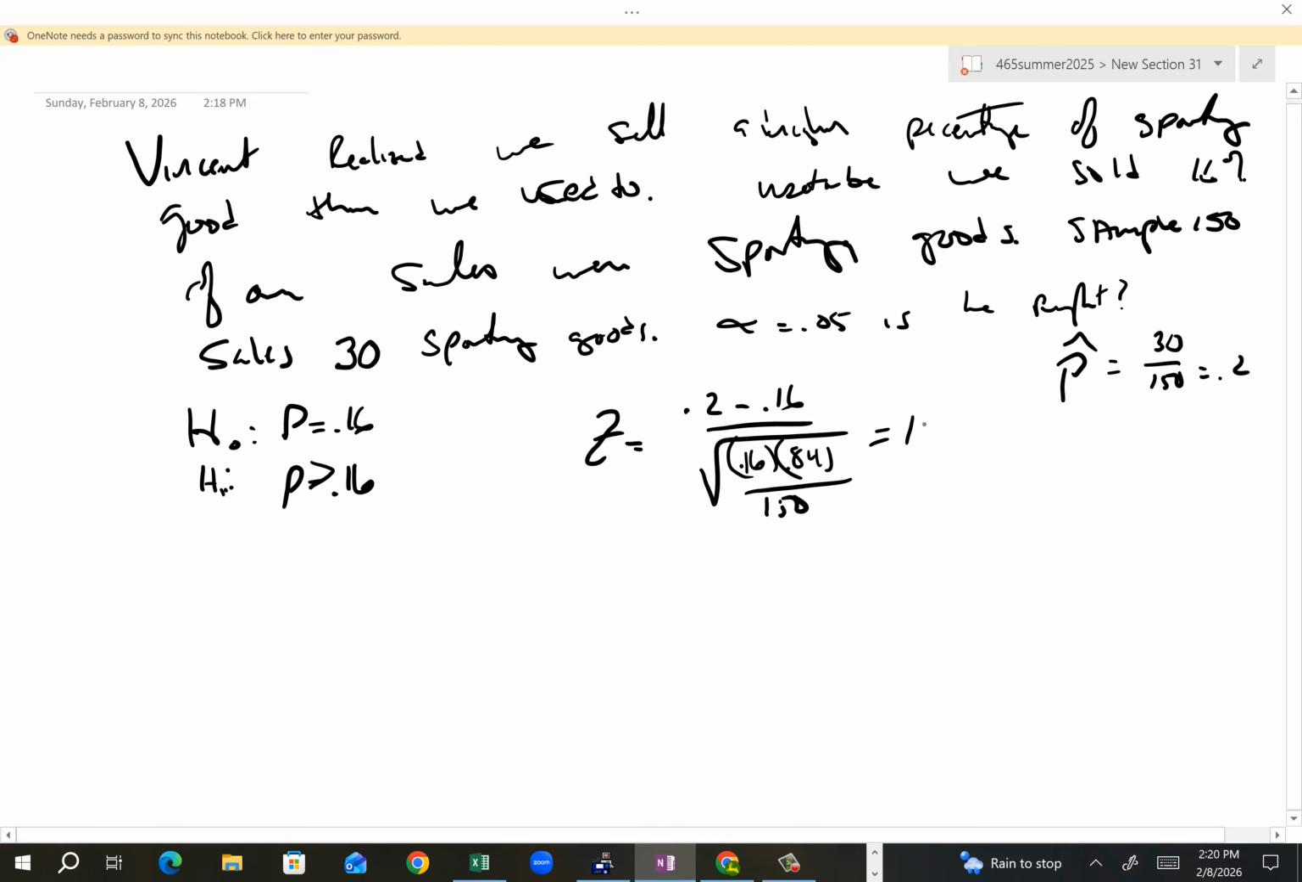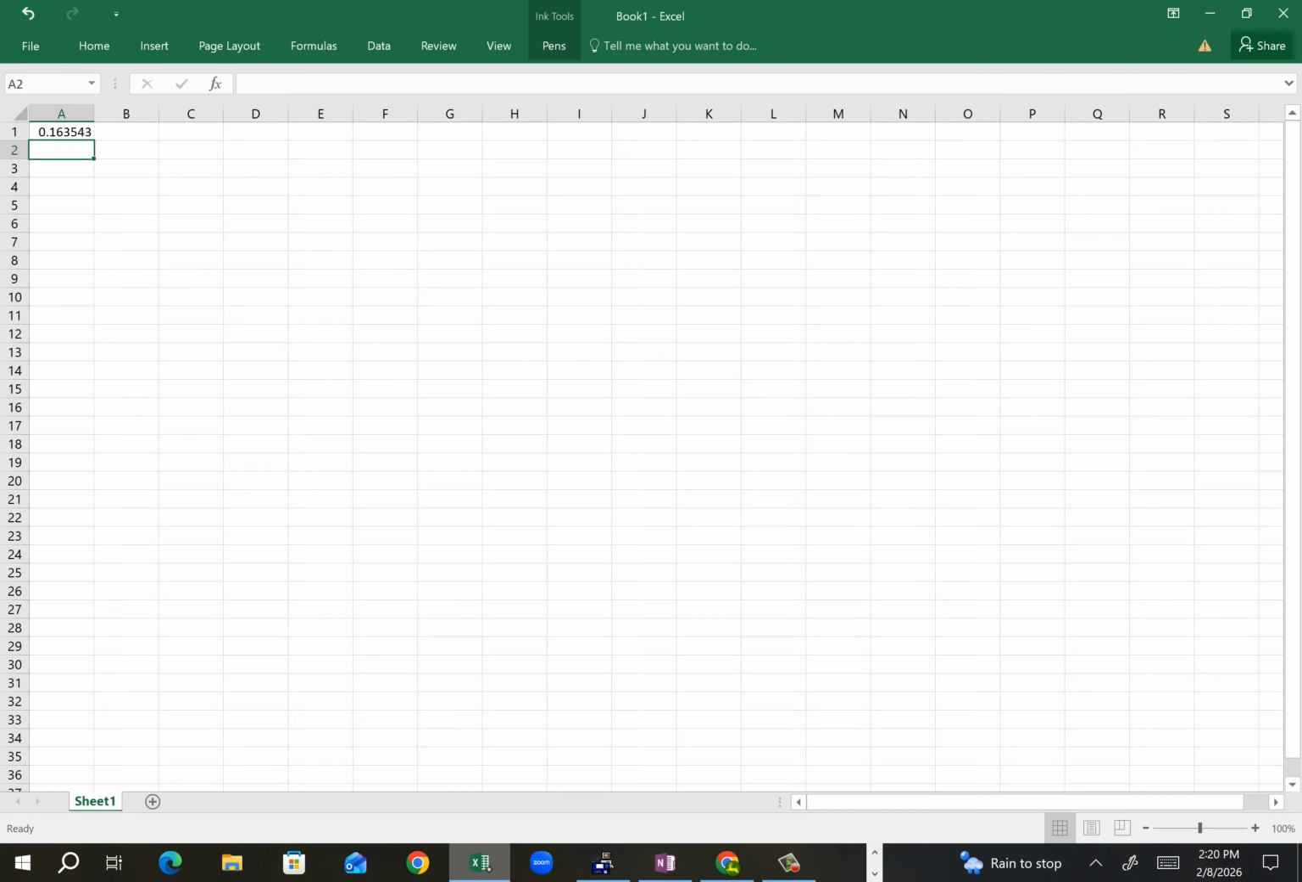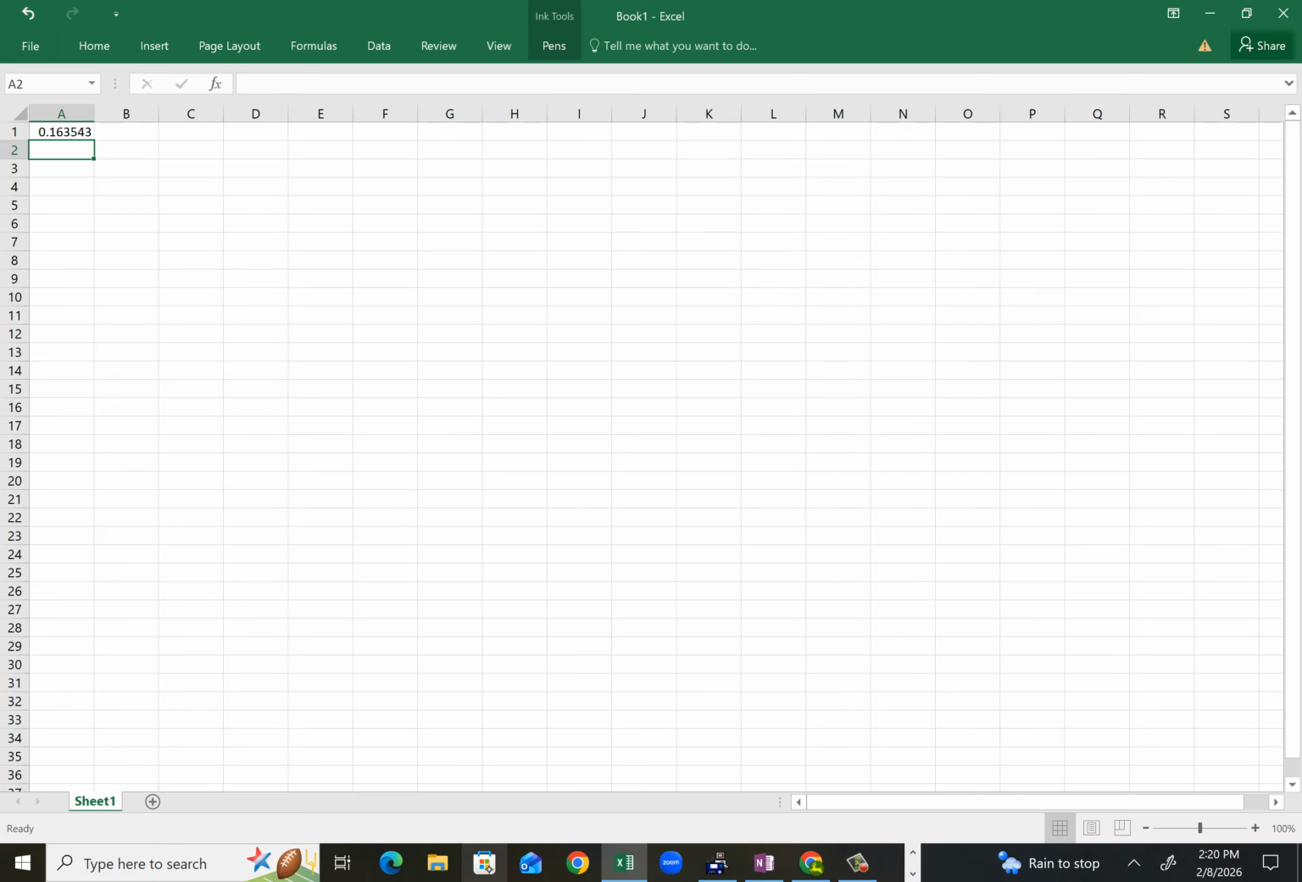$1.33. Is that enough? I don't know. Let's find out. Now remember, this is upper tail, so equals 1 minus norm.s.dist of what did I say, 1.33, comma 1. Remember, I don't think you have to put the comma 1 in the Google Sheets or whatever.